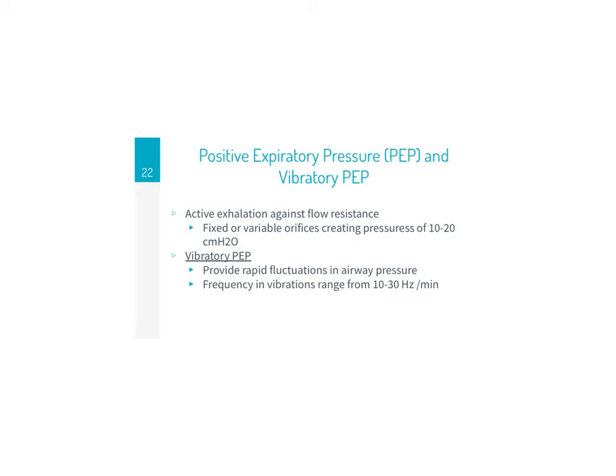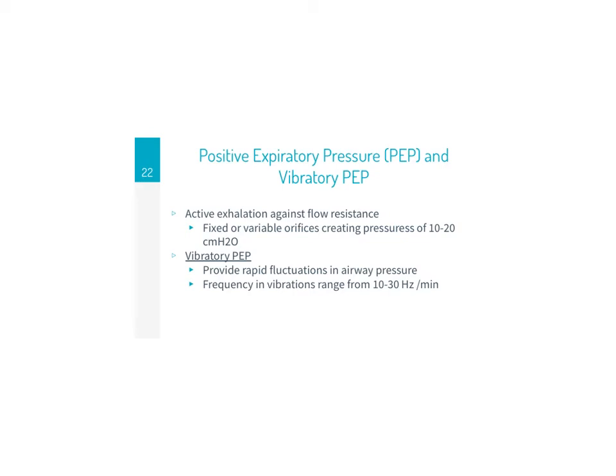do so much better. So what they're doing though is they are blowing against a flow resistance. So they're creating back pressure, and it can be fixed or it can be varied depending on the device. So it's going to create a back pressure of 10 to 20 centimeters of water pressure. So when they're blowing out into the device, it's creating a pressure that they have to blow against, which is going to force those airways open.